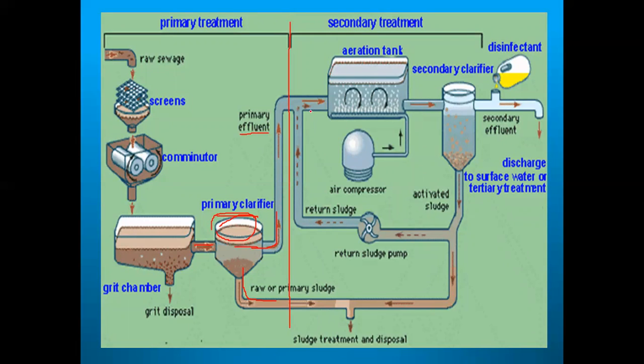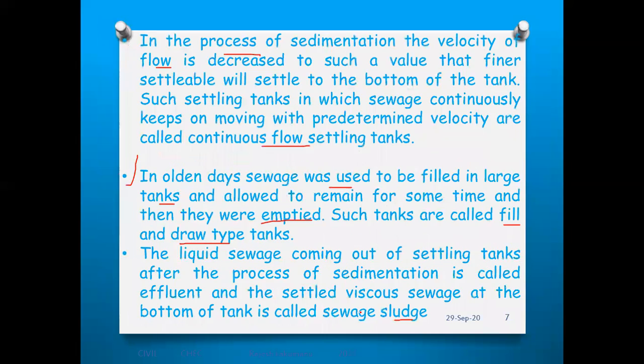When it goes from the second stage to the third stage, we are calling this a secondary effluent. Whatever sludge is coming at the bottom and dropping goes into another chamber, going into the sludge treatment process.